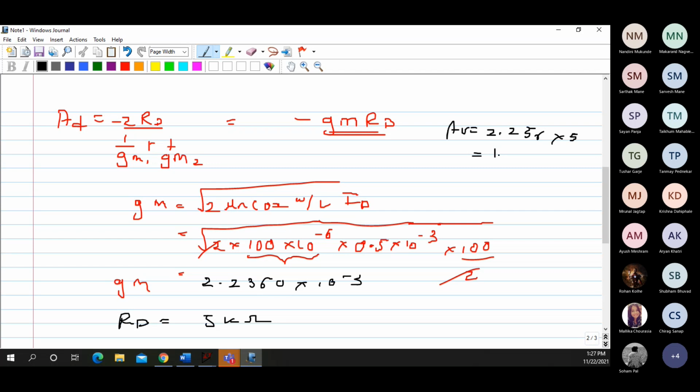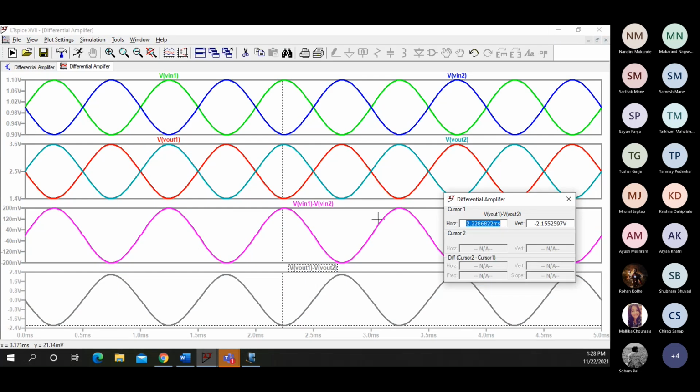It will be 11.18. 10 and 11 are pretty close to each other. So this is the value that we are expecting. However, depending on what frequency you operate, there might be a slight change in the value of gains. But it should come close, it should not come very far.